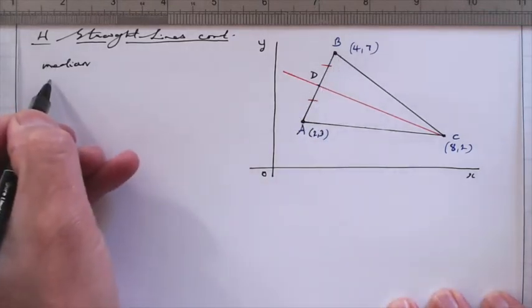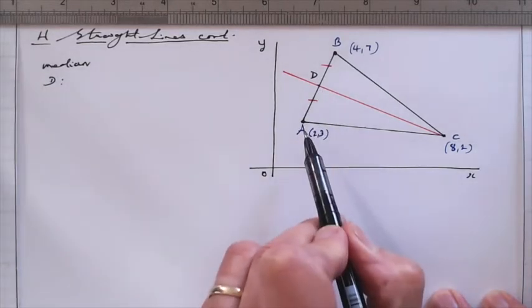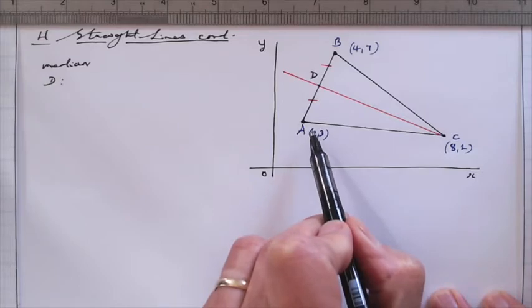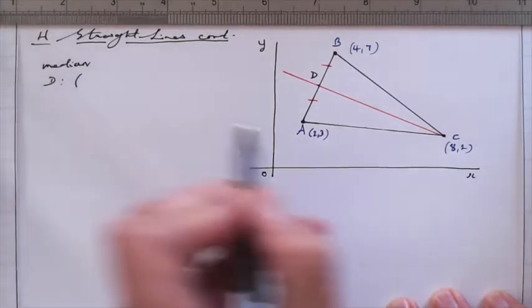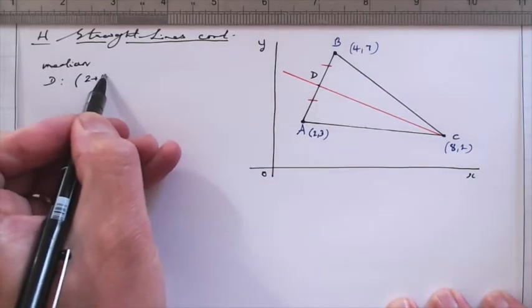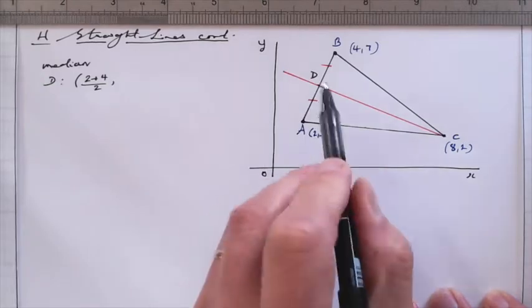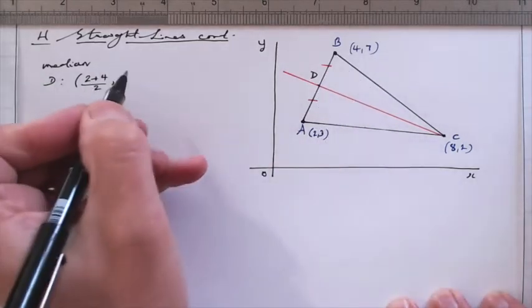So the coordinates of D then will be the average of the x values of A and B. So I have 2 and 4, so I have (2 + 4) / 2. And the y coordinate of D will be the average of the y values of A and B, which are 3 and 7.